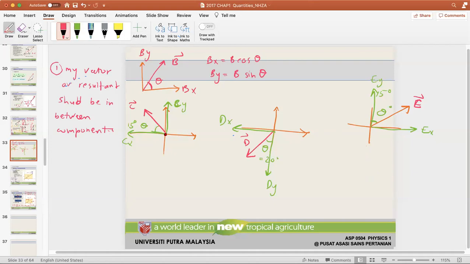Second step, where is your angle? Your angle is touching, theta is touching CX. This guy, theta is touching DY. So this guy, theta is touching EY. Okay, the second rule.